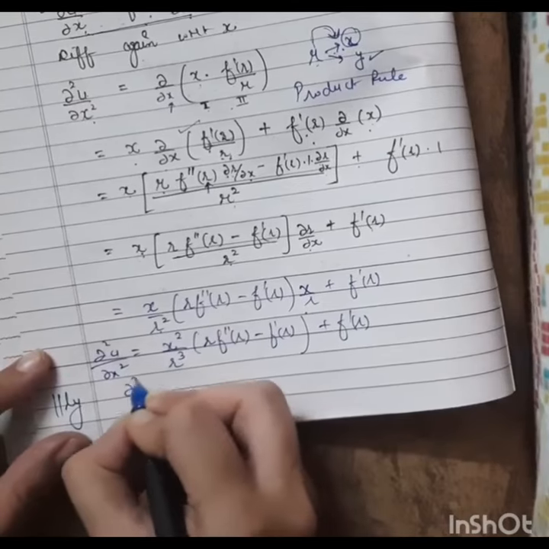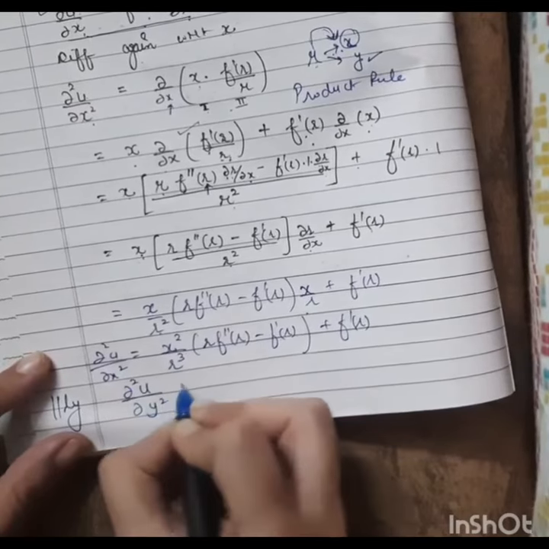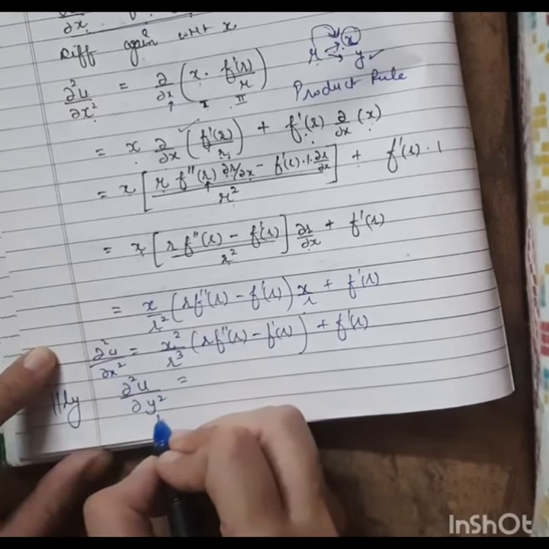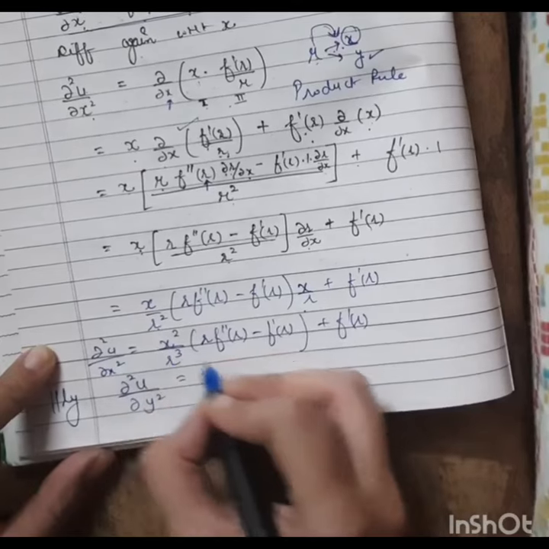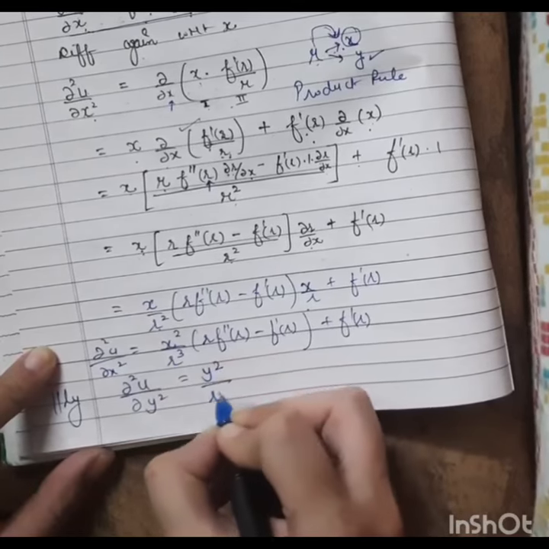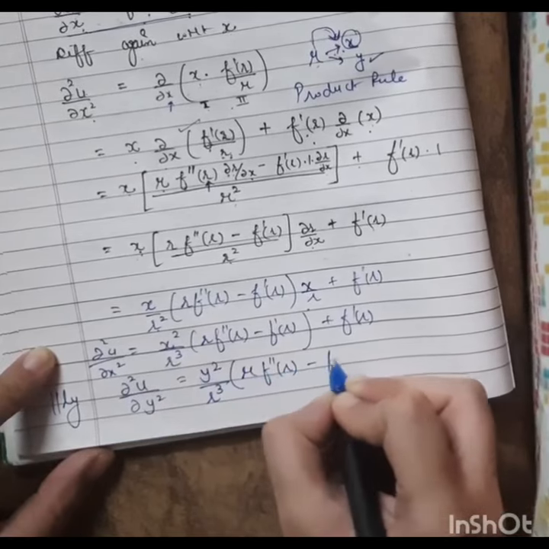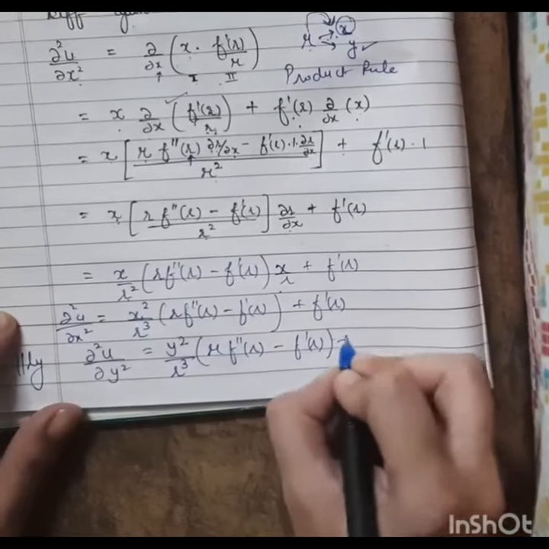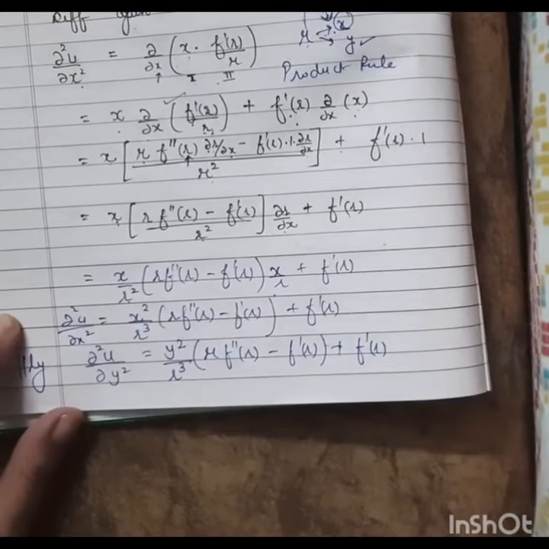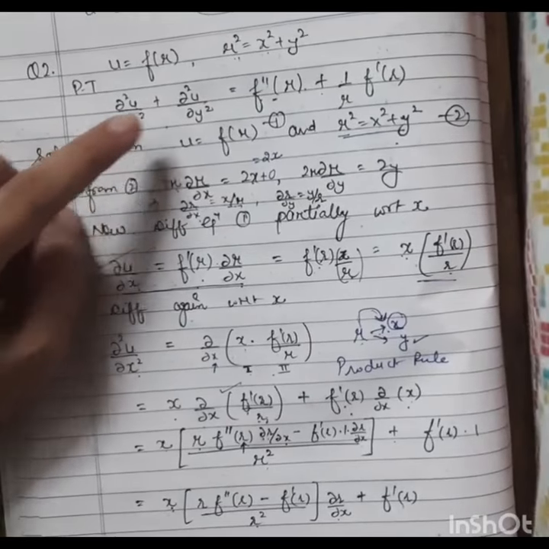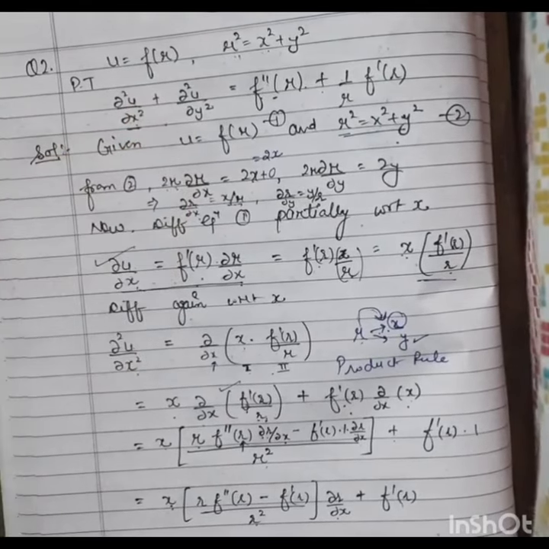Similarly, you can write curl square u by curl y square by observing the pattern. In the same way, you will calculate the double derivative with respect to y. What will it be? Instead of x, it will be y square upon r cube r f double dash r minus f dash r plus f dash r. Now, as per the question, the left hand side was curl square u by curl x square plus curl square u by curl y square.